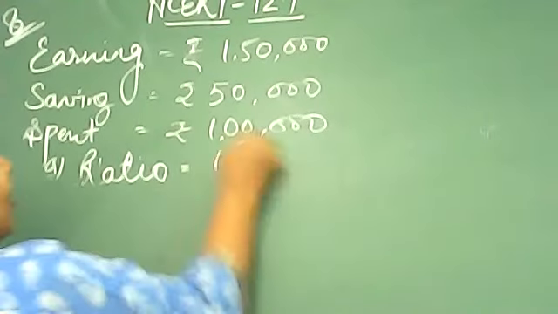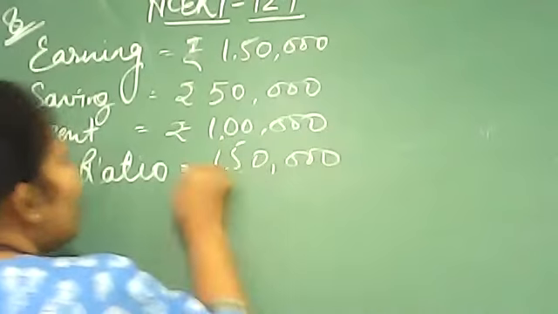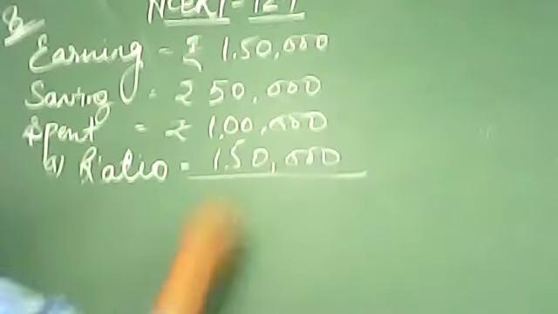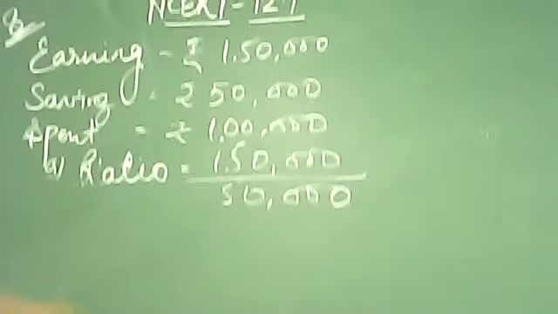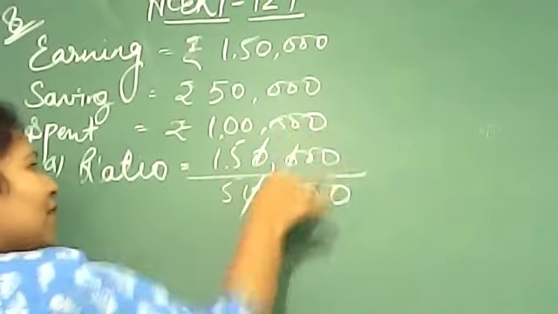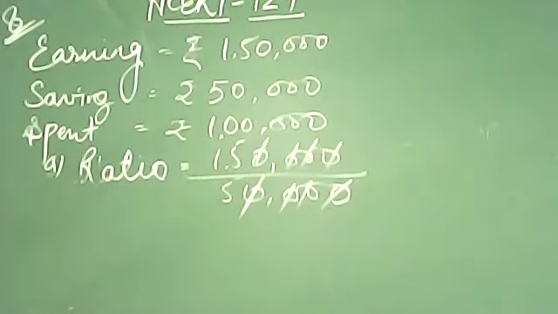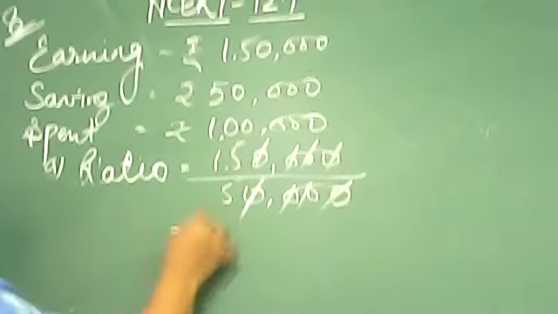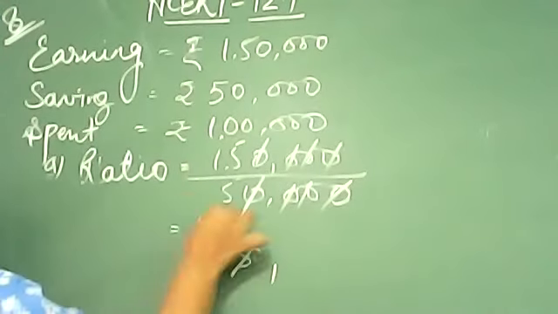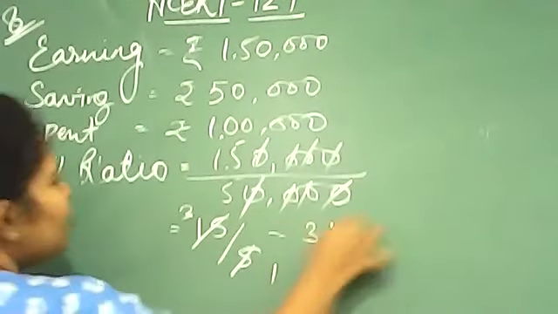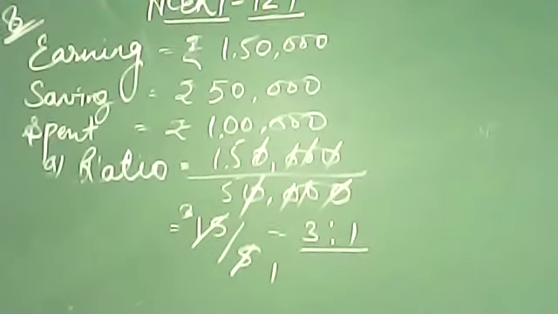How much is earning? 1,50,000. How much is saving? 50,000. Now see, cut the zeros. Equal number of zeros. 15 by 5. Which table can cut? 5 ones are, 5 threes are. 3:1 is the answer for this. Okay. Spent 1 lakh.